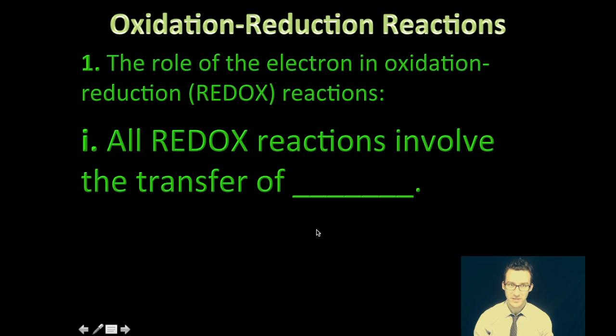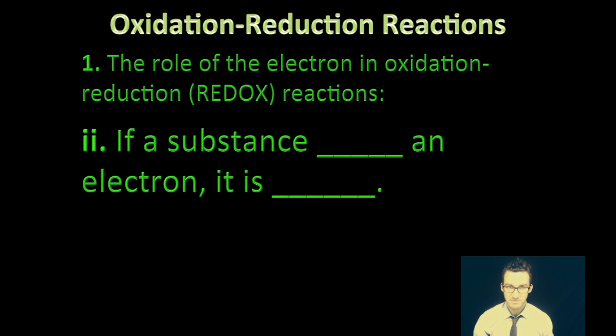First, when we talk about redox reactions, we're really focused on what's going on with the movement of the electrons as the reaction proceeds. And all redox reactions involve a transfer of electrons. Couple of quick terms here. If a substance in the reaction gains an electron, it is said to be reduced.